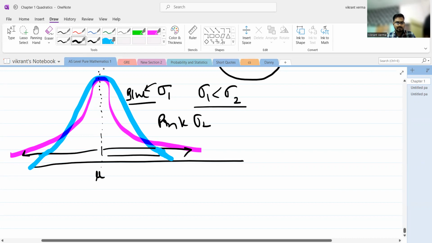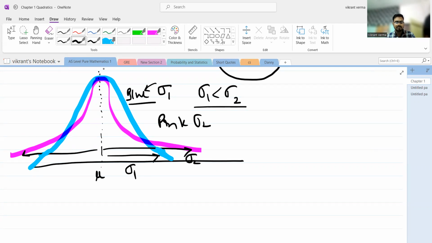Okay, so for this, it is sigma 1 and this value is sigma 2. From the graph it is clear that sigma 2 is greater than sigma 1. So although both are normal curves and both have the same mean mu, their standard deviation is different.